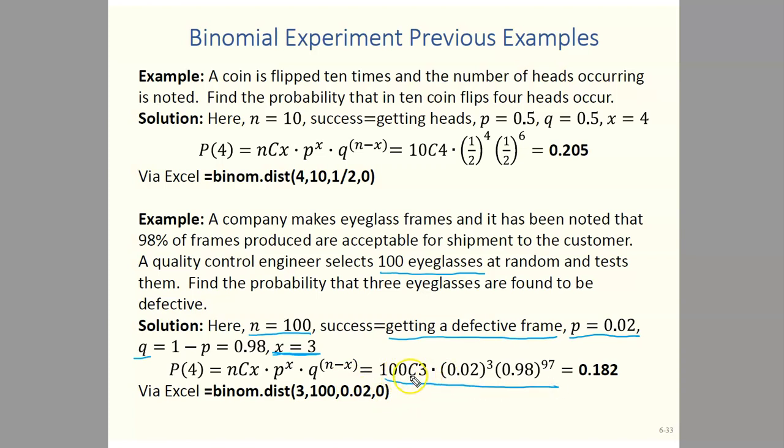100C3, that's nCx, p to the x, q to the 100 minus 3, or n minus x. And if you evaluate this on a calculator or Excel, you will get 0.182. Of course, you can also use the built-in binomial dist function that's available in Excel, and you would type it in like this. Let's just do that and see that we get back 0.182.